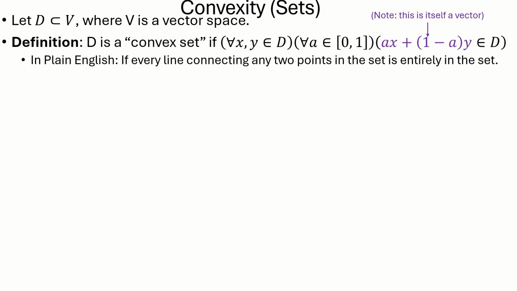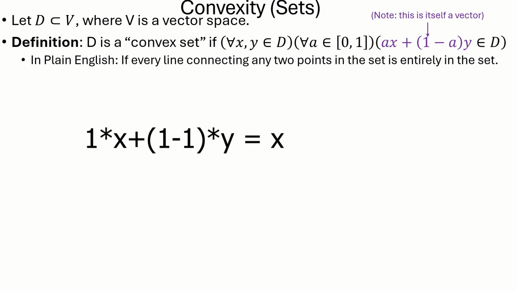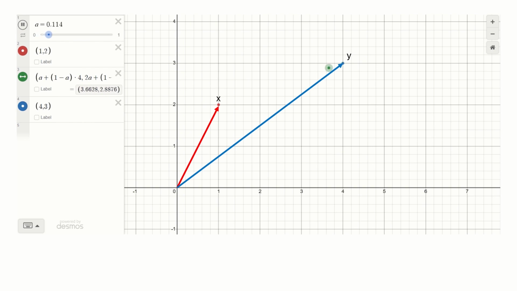First, note that if you plug in 0 for a, you get the vector y, and if you plug in 1 for a, you get the vector x. The set we get by considering all values of a from 0 to 1 is nothing more than the line that connects vector x to vector y.